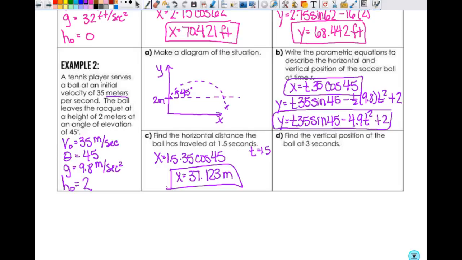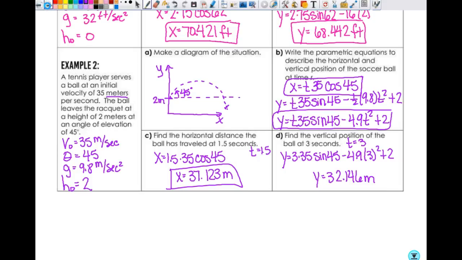Then I want to find the vertical position of the ball at 3 seconds, so t equals 3. So y equals 3 times 35 times the sine of 45 minus 4.9 times 3 squared plus 2. You can type that in all at once in your calculator. You get y equals 32.146 meters.